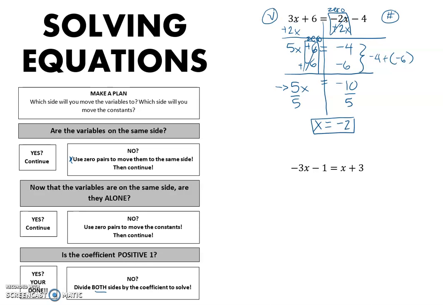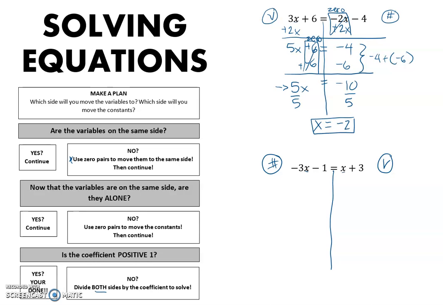All right, let's do it one more time. Negative 3x minus 1 equals x plus 3. So I'm going to draw my line to separate my two sides. Okay, decide where we're moving the variables. Let's go to the right this time, and we'll move the numbers, the constants, to the left. Okay, are the variables on the same side? Nope, we have them on the left and the right.